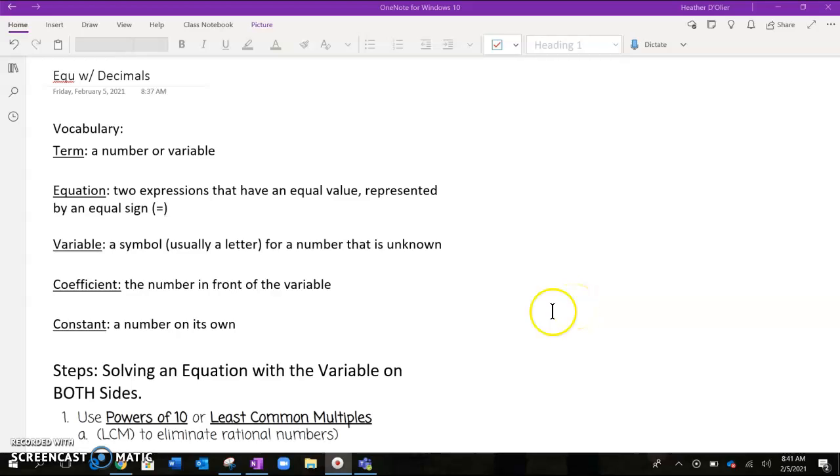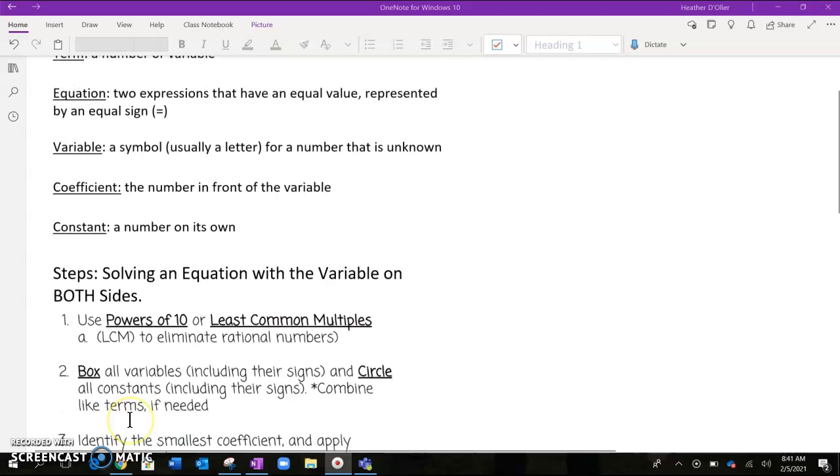Good morning, Accelerated. So we've been going over solving equations with the variable on both sides. This lesson, however, we're focusing on when there are decimals there. All right. So we've gone over all this vocabulary.